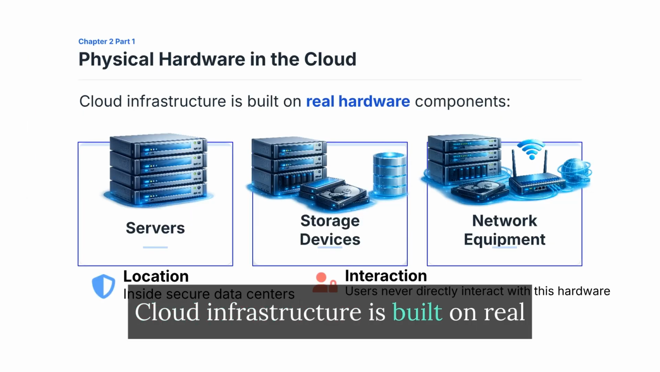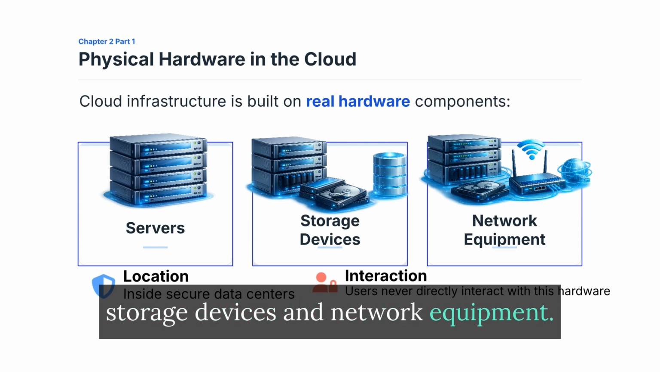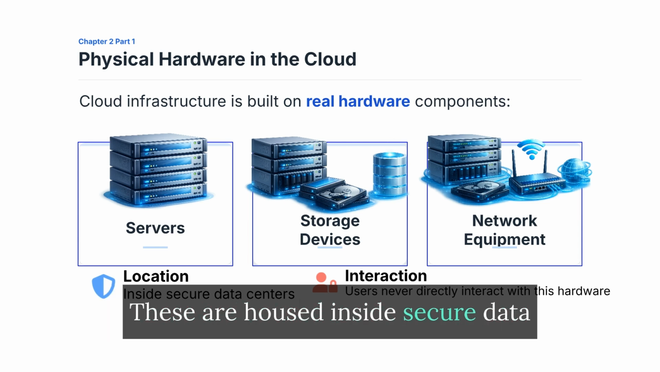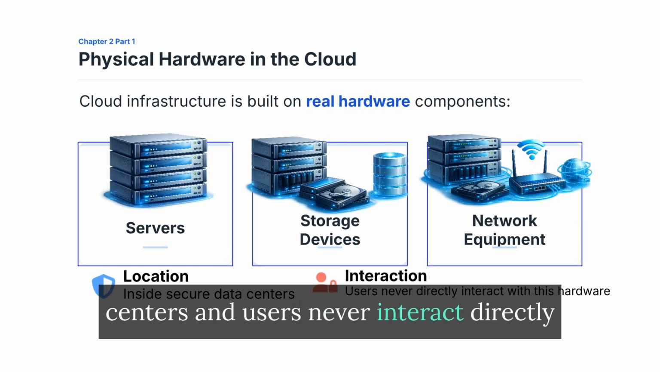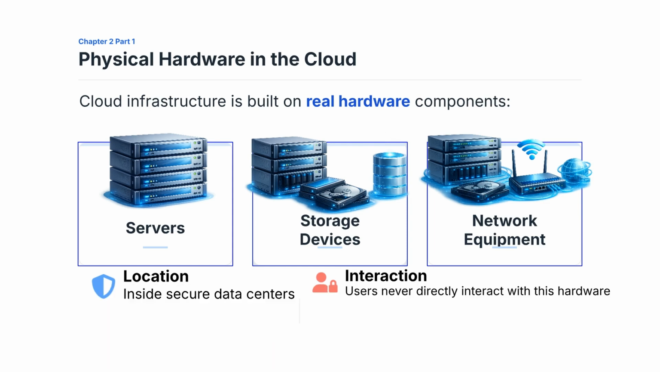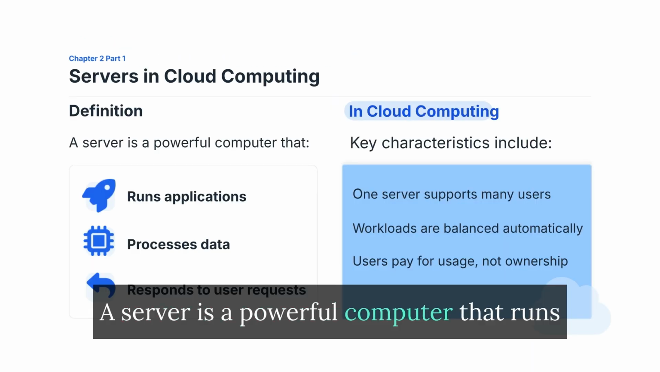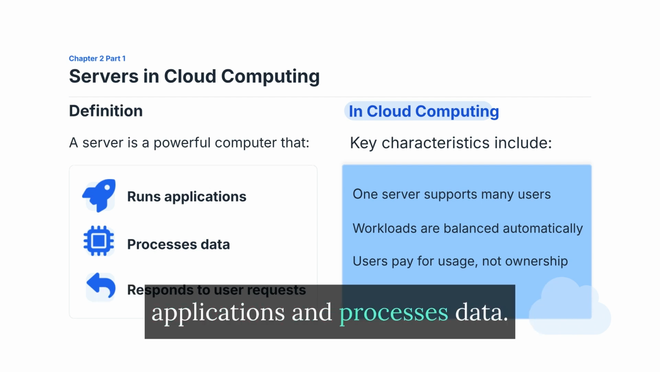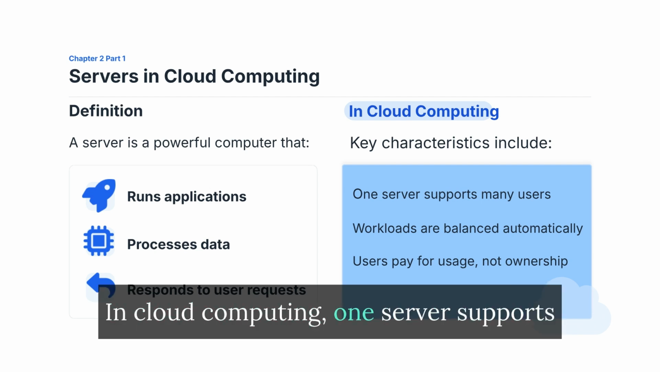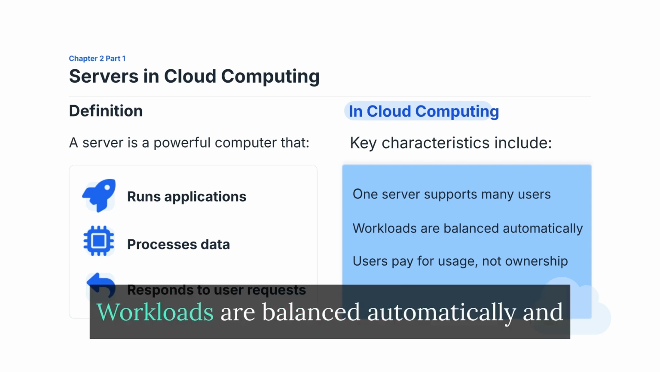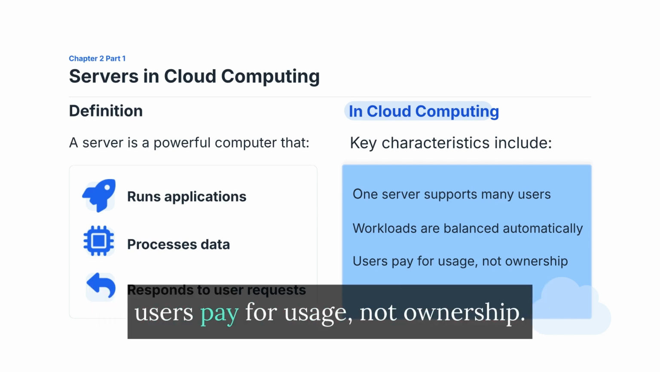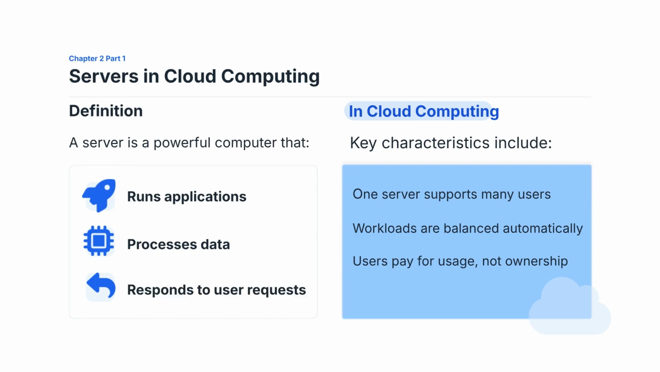Cloud infrastructure is built on real hardware components like servers, storage devices, and network equipment. These are housed inside secure data centers, and users never interact directly with this hardware. A server is a powerful computer that runs applications and processes data. In cloud computing, one server supports many users, workloads are balanced automatically, and users pay for usage, not ownership.